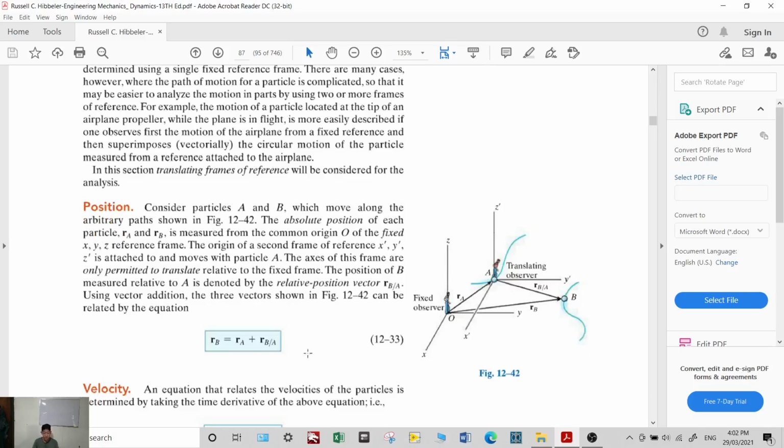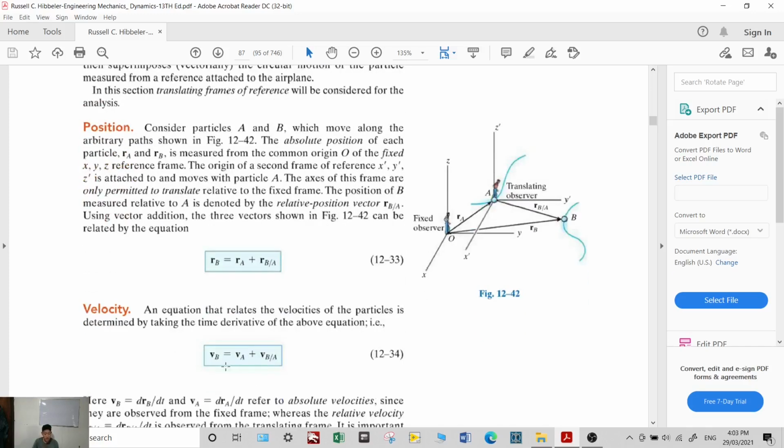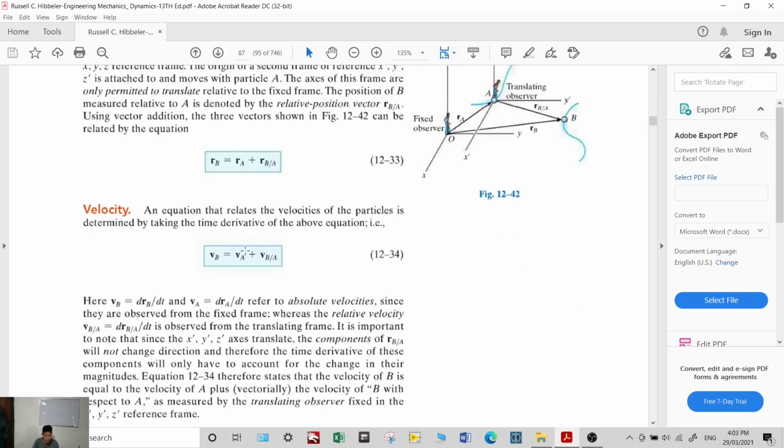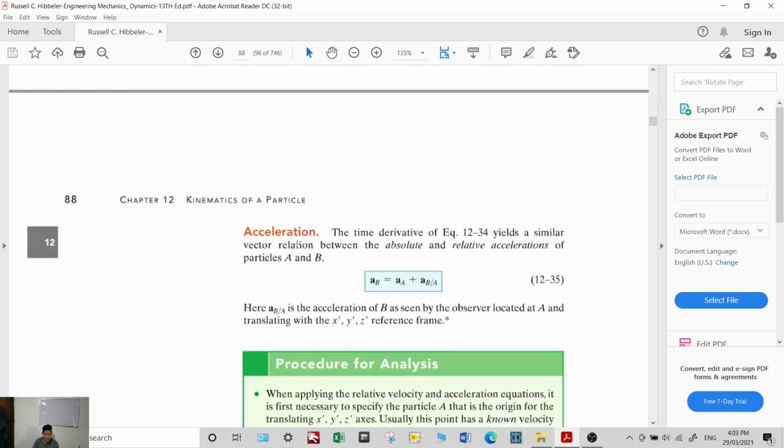Therefore, this forms a triangle, and using vector addition, the tip-to-tail method, we find that R sub B is equal to R sub A plus R sub B over A. Then, if you differentiate the position with respect to time, you get the velocity. And finally, after differentiating it again, you get the acceleration.